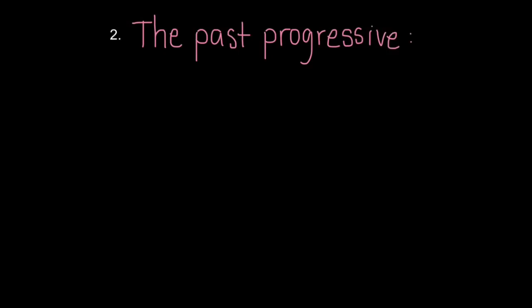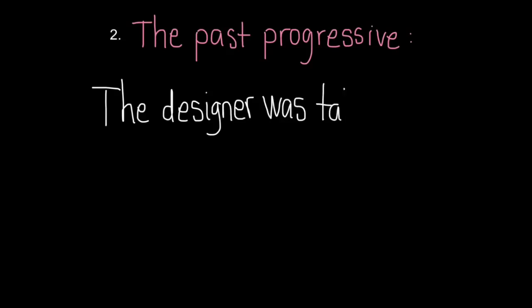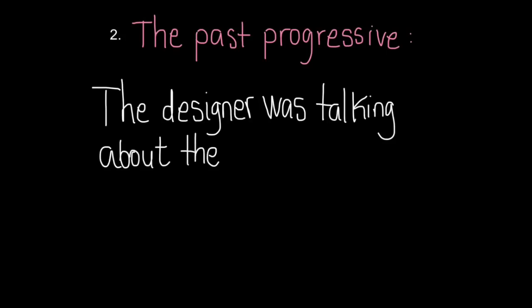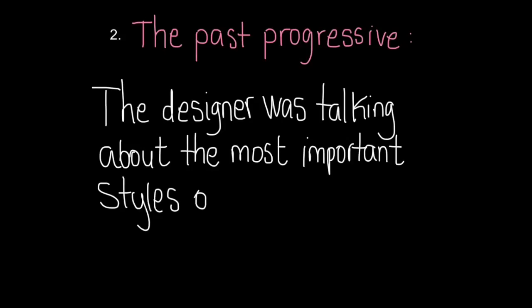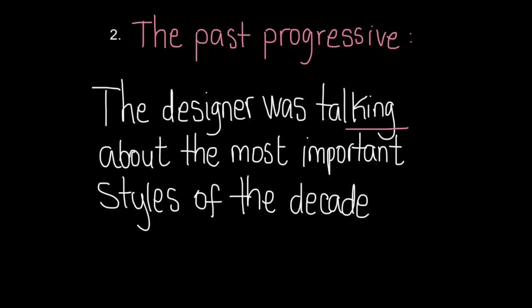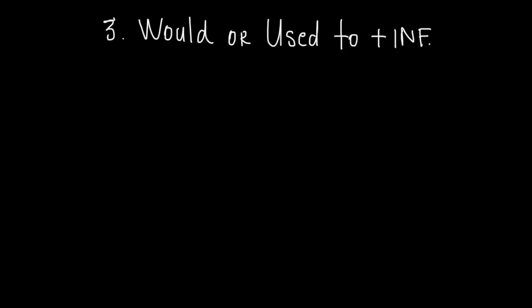The second equivalent is the past progressive. Let's take a look at the sentence again. The designer was talking about the most important styles of the decade. Notice that in English you use the progressive form, which is the verb to be, was, plus a verb ending in ing.